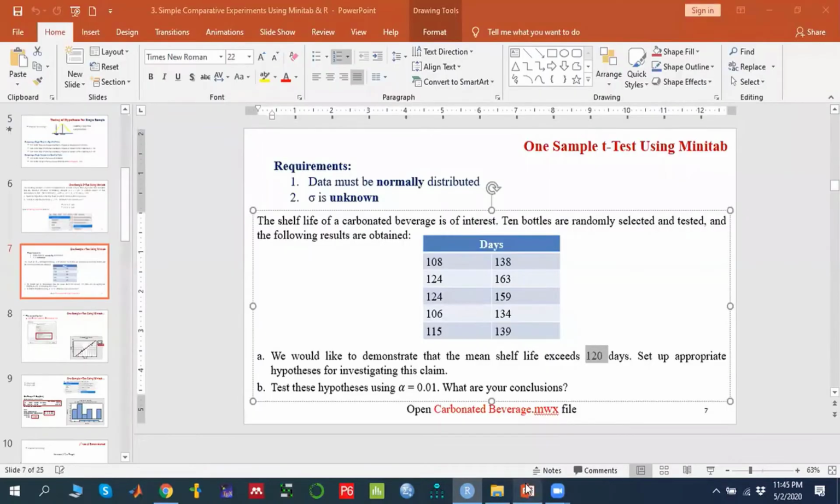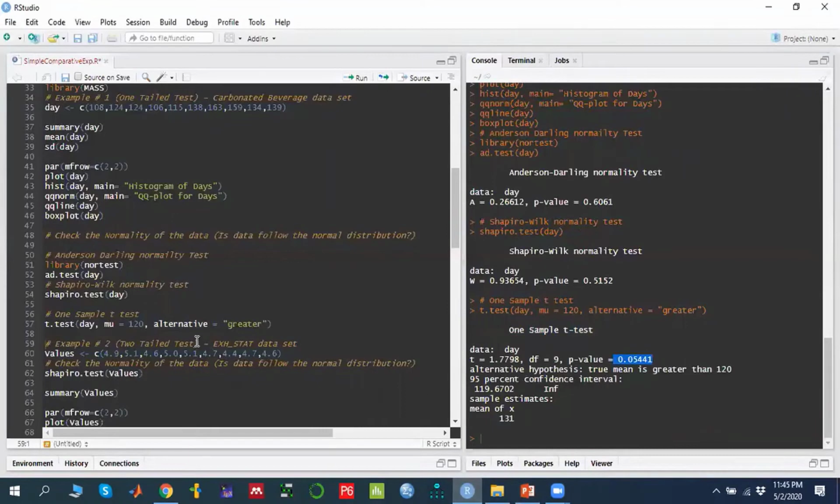Accept H0 means the shelf life of the bottles is less than or equal to 120. It cannot be greater than 120. But practically speaking, we need more data because the p-value is almost equal to the alpha value.